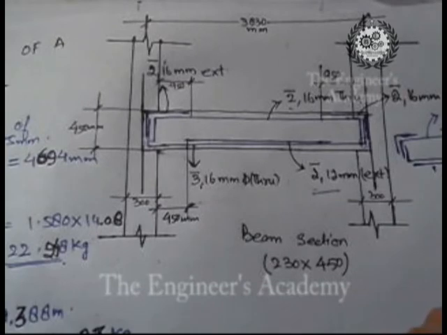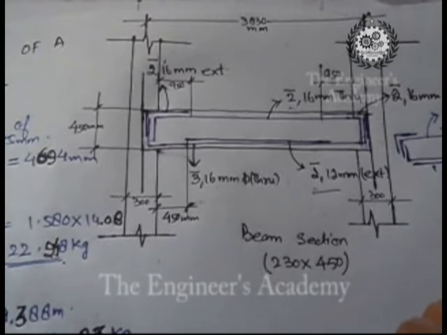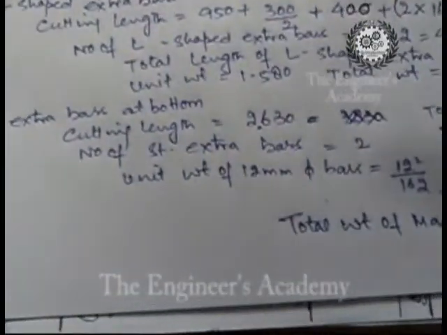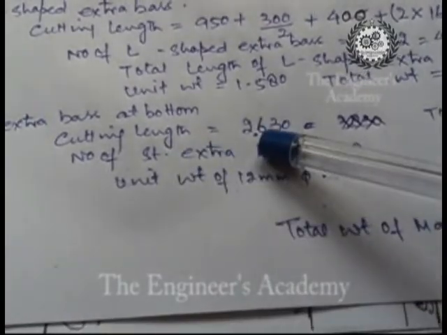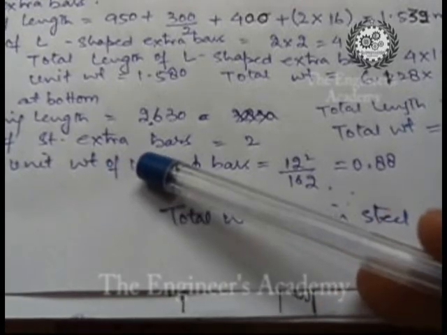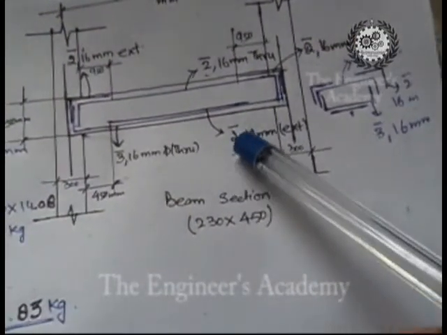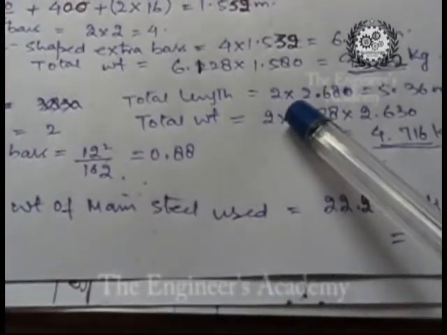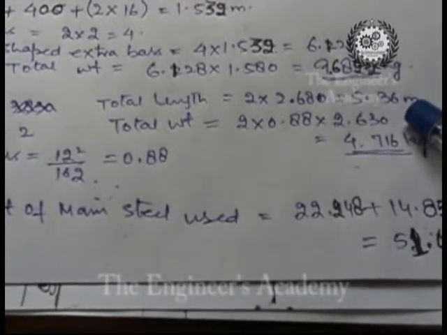Also, the unit weight in this case will vary because we have only 12 mm diameter bars. In the earlier cases we had 16 mm diameter bars, but here we have 12 mm diameter bars, so the unit weight will be 12 into 12 divided by 162, that is equal to 0.88. Now moving to the calculation, we have the cutting length of 2.630. The number of straight extra bars used in the beam is 2. Then the total length will be 2 into 2.630, that is equal to 5.26 meters.